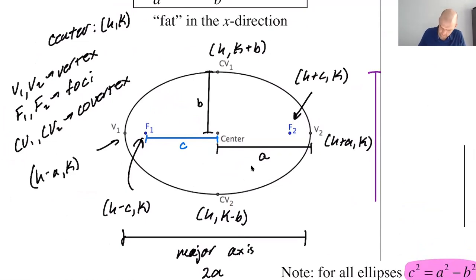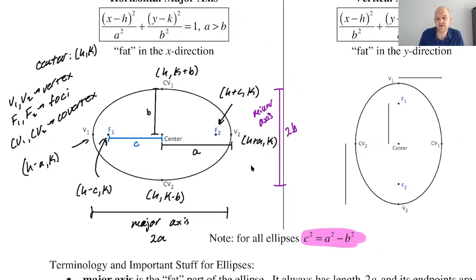Look how unsteady my hand is. This is the minor axis, and that's going to be 2b. So the major axis is 2a, the minor axis is 2b. The vertices are a away, the covertices are b away. The center is in the middle, obviously. The foci are c from the center.